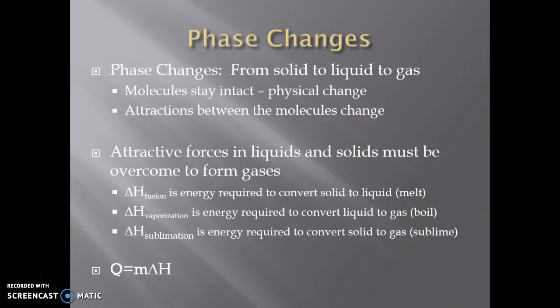And so the energy associated with that change depends upon the quantity of material that you have. So Q is an extensive property, delta H is an intensive property. So the extensive property depends upon quantity. So you've got mass or moles times delta H.